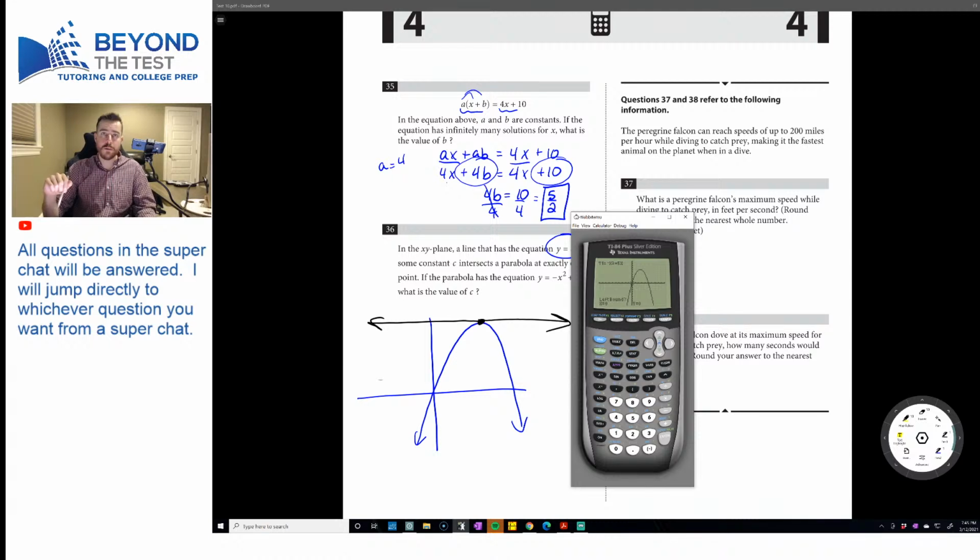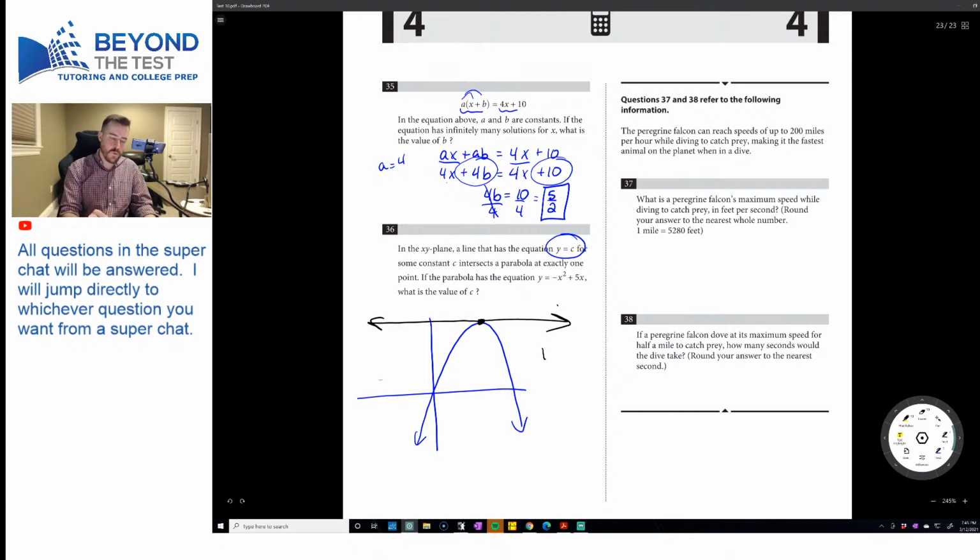So I'm going to click on maximum, and I'm going to find this left bound. Left bound means just go anywhere to the left of the maximum point and click enter. When it says right bound after that, you're going to go anywhere to the right of it and click enter. And it's going to ask you to guess. So you're going to guess roughly where that maximum point is, and click enter. And you'll see it says it happens at x is 2.5, and the y value is 6.25. Well, the y value is what we want because we're looking for where y equals c. So y would be 6.25. That would be the equation of this line here that only intersects it once.